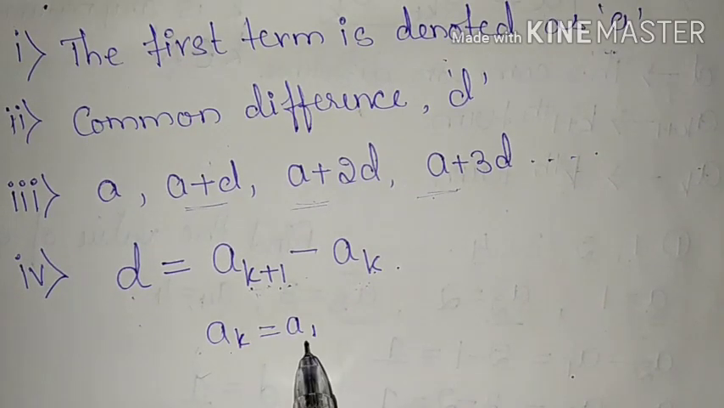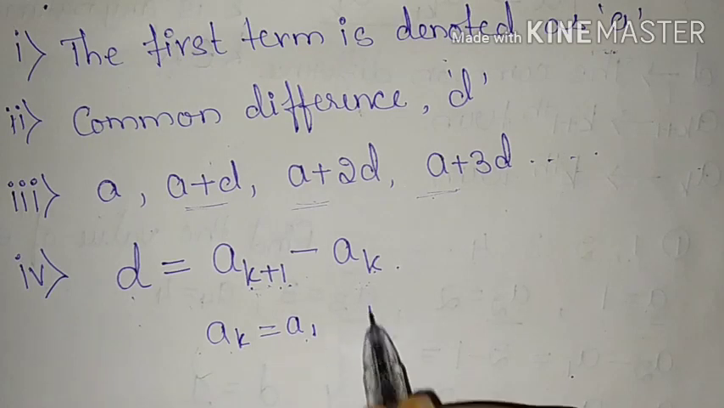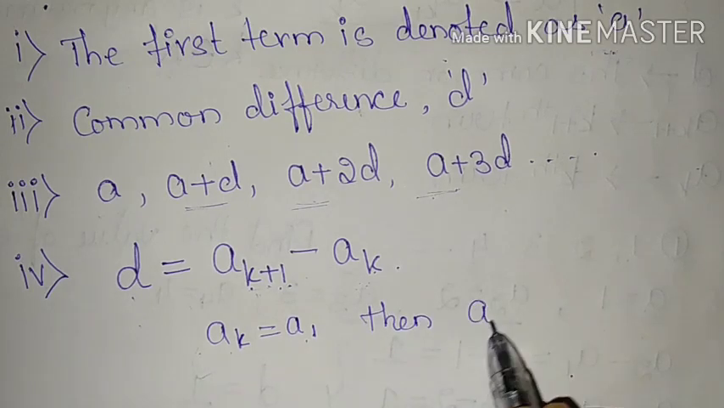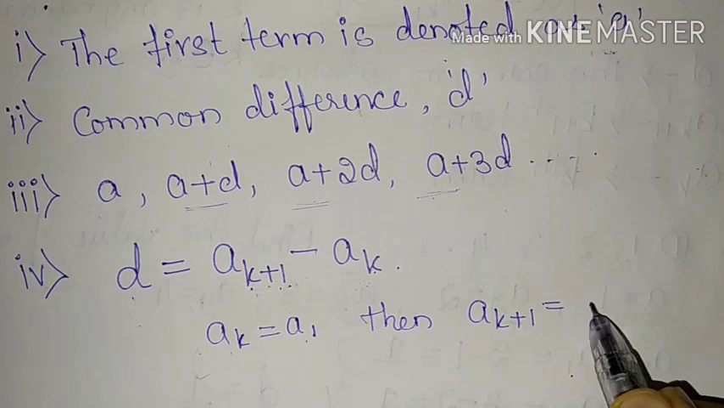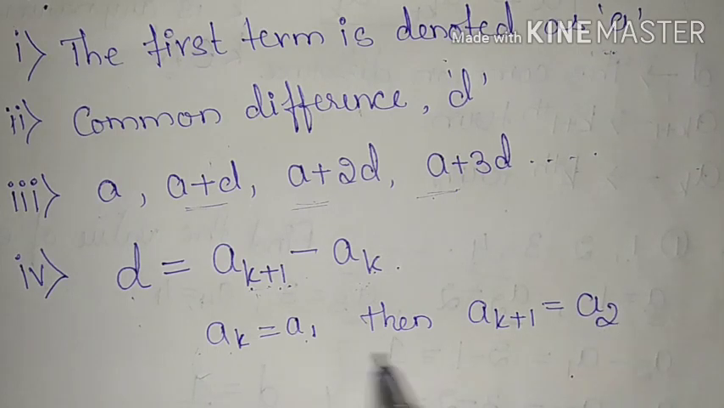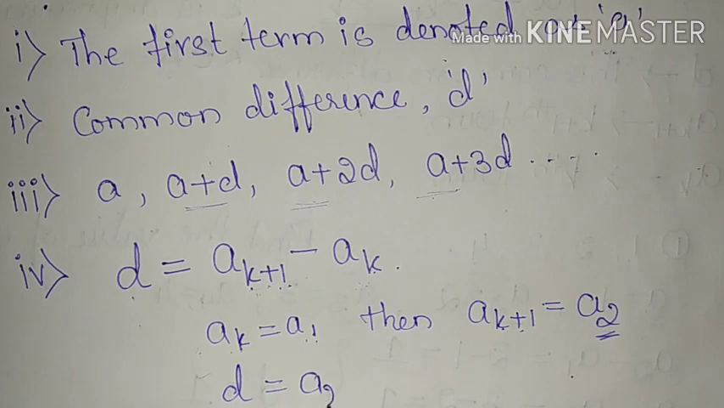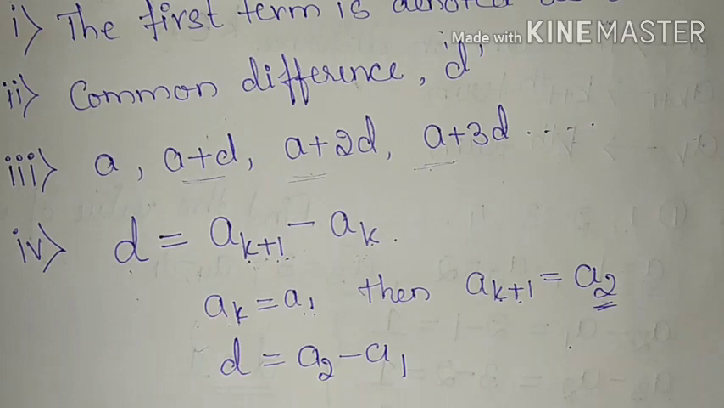So, if a_k is equal to A1, then a_(k+1) is equal to A2, because k is 1. So 1 plus 1 we get 2. So d is equal to A2 minus A1. So common difference is nothing but the difference between two consecutive terms of an AP, in which the previous term is subtracted from the next, upcoming or greater term.